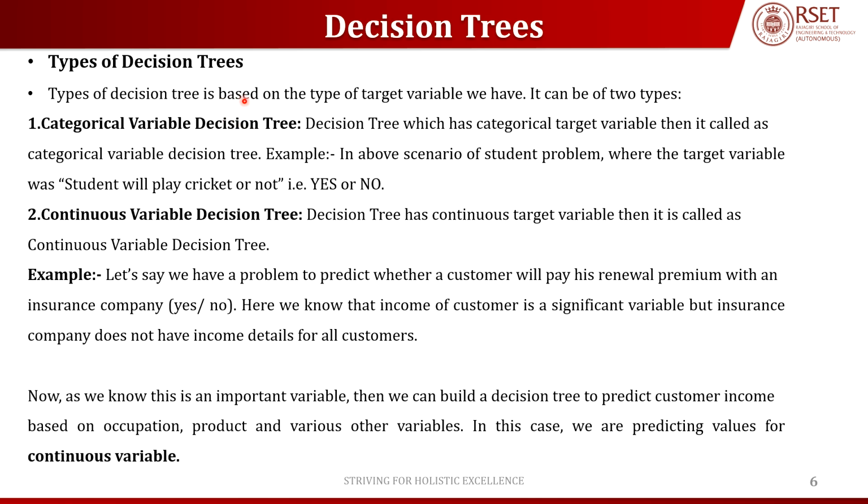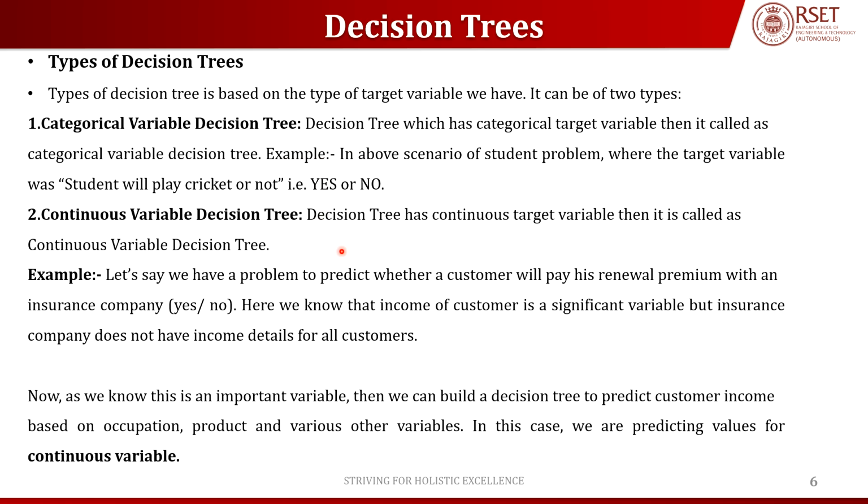Now decision trees can actually be of 2 types, and that depends on the type of target variable we are trying to predict. So the first one is a categorical variable decision tree. This is when the target variable is categorical, basically a yes or no kind of outcome. For example, in our earlier student problem, the target was, will the student play cricket or not? So that's a simple yes or no answer which makes it categorical.